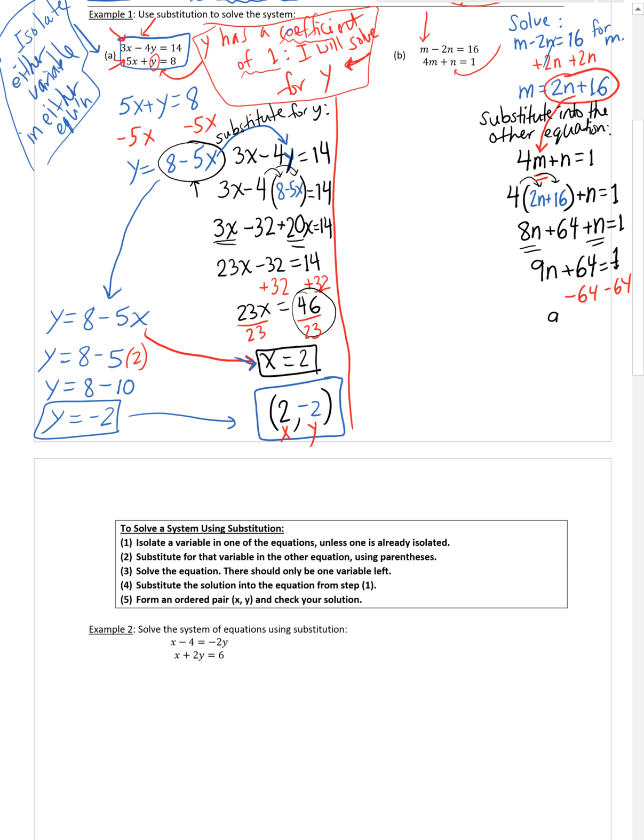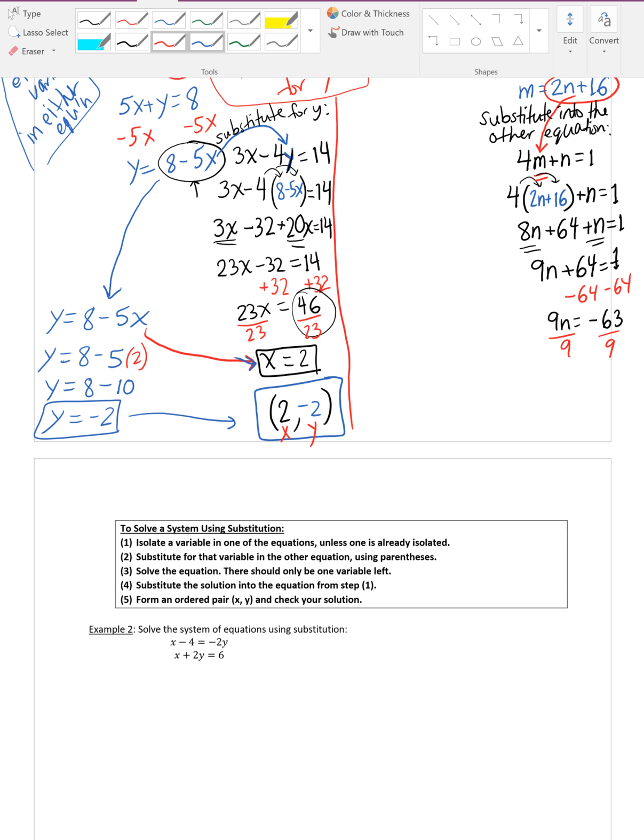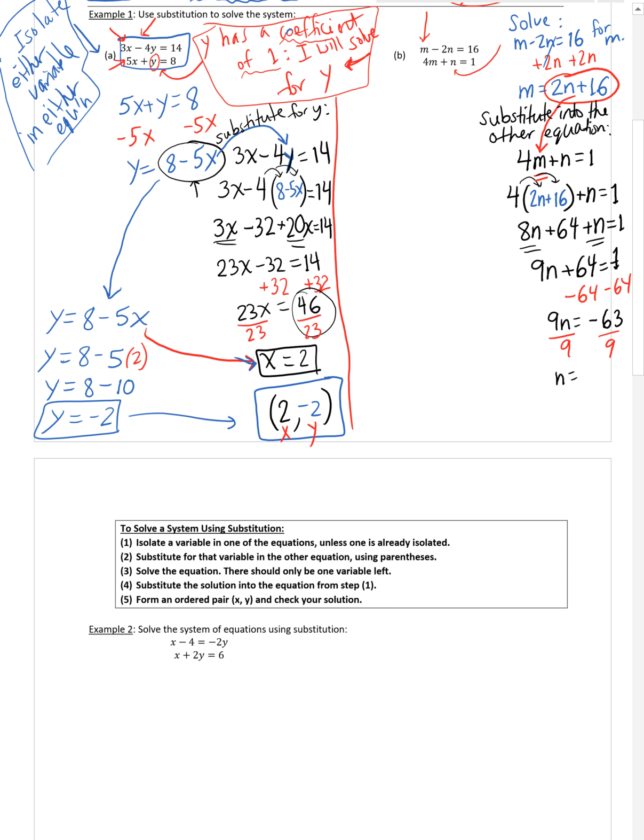And then we'll be left with 9n equals negative 63. And the last step to get n by itself would be to divide both sides by 9. Let's see, what's 9 into negative 63? Negative 7. Looks good. So we have n, but again, you should have two values, one for each variable in the end.